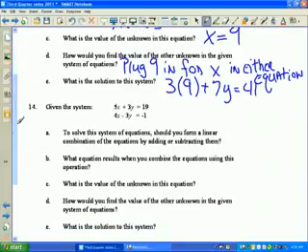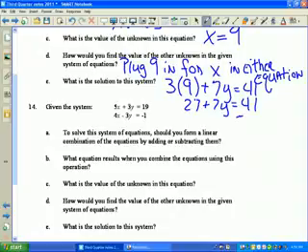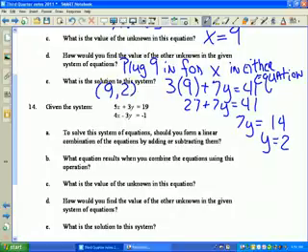So 3 times 9 is 27. So 27 plus 7y equals 41. Then I'm going to subtract 27 on both sides. So then I have 14, so y is equal to 2. My solution is going to be 9, comma, 2.